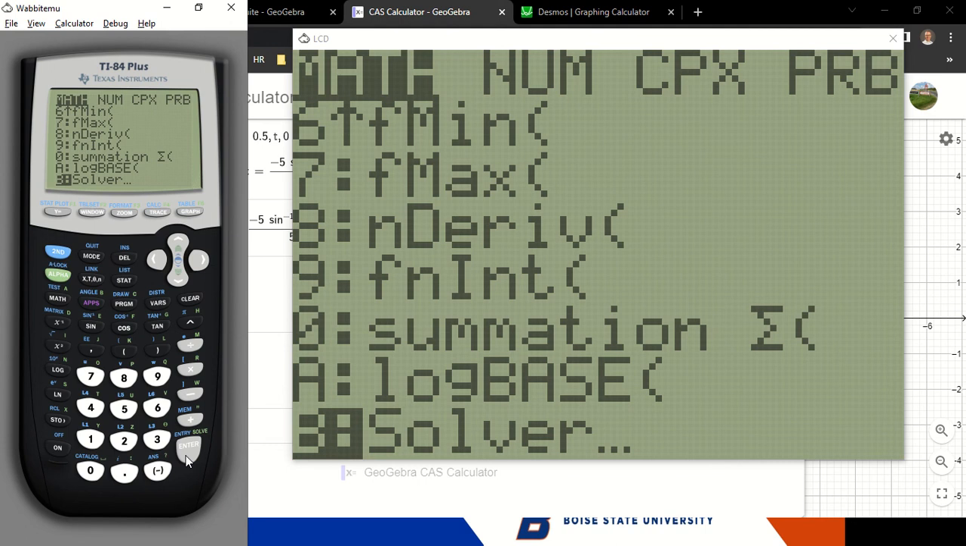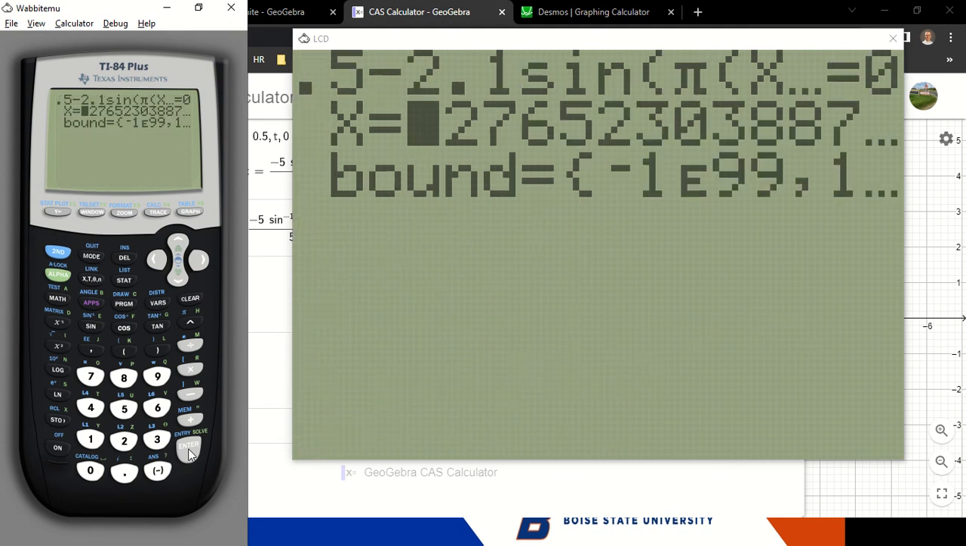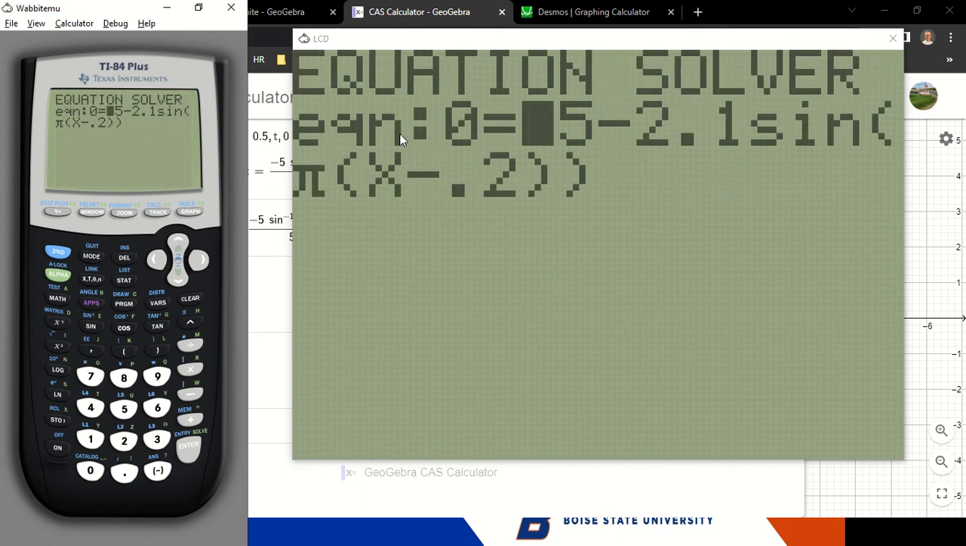Now, if you have a newer calculator, this might look a little bit prettier. I'm going to use an older one just so that we're all on the same page. But in the solver, you're going to type in an equation. I've already typed in 0.5 minus 2.1 sine of pi times x minus 0.2. You have to use x or type in your variable t later. So I just go ahead and use x.